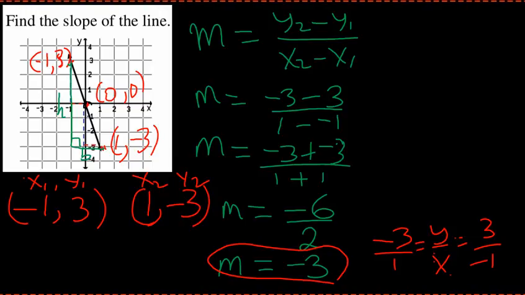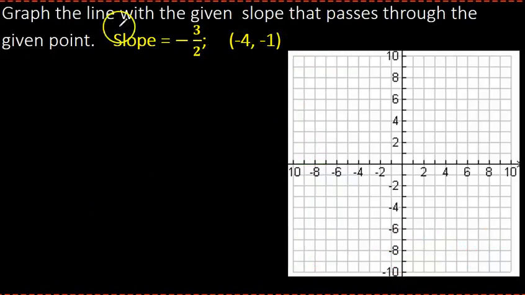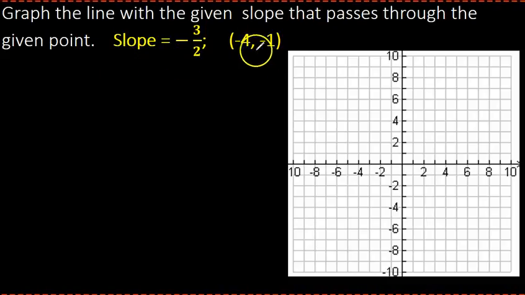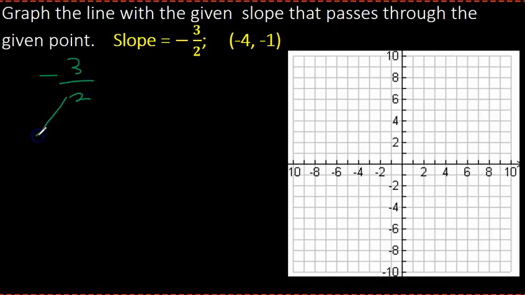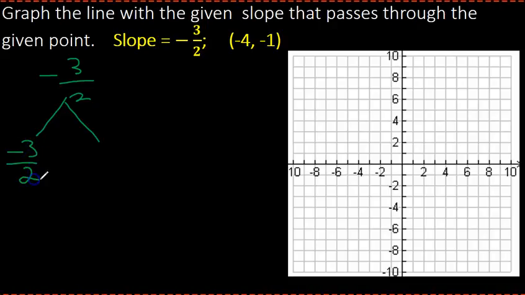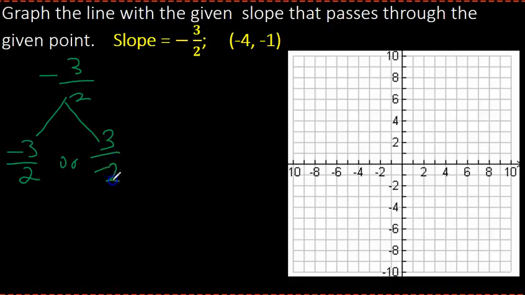All right, let's look at writing an equation or drawing a line. Okay. So it says to graph the line with the given slope that passes through the point. So we are given one point and we are given the slope. The first thing you want to do is write the slope. There are two different ways you can write the slope. It can be either -3 over 2, or it can be 3 over -2.